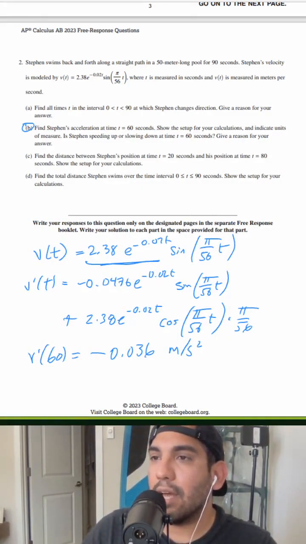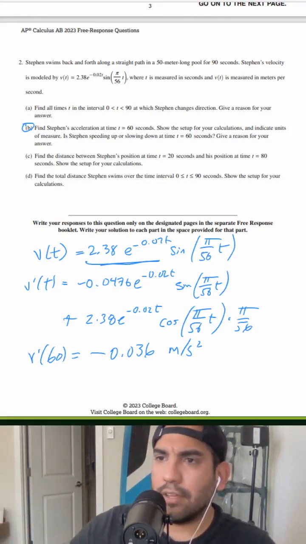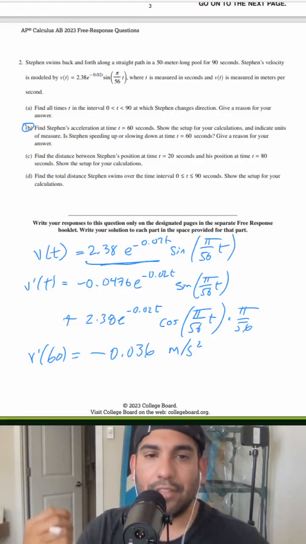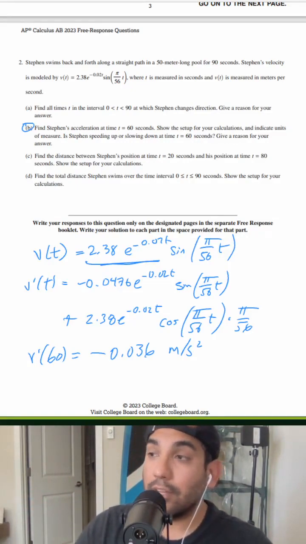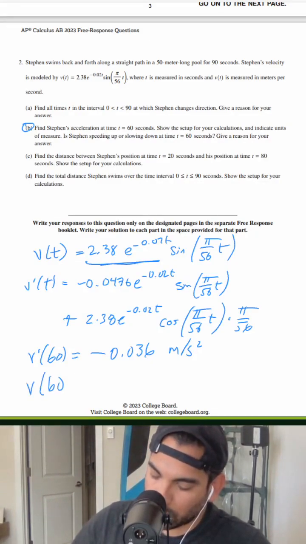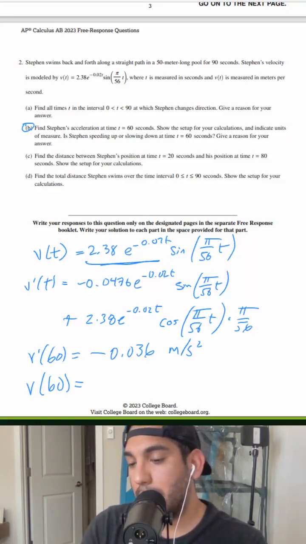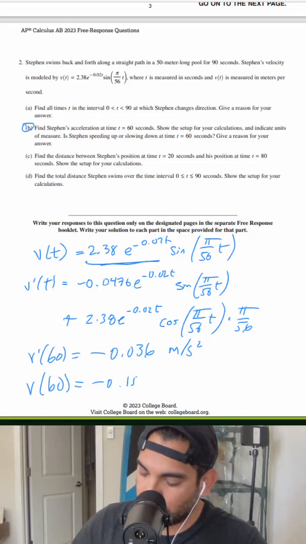Now they're asking, is Steven speeding up or slowing down? Remember, and I think I even mentioned it in a video, it's speeding up if the acceleration and velocity have the same sign, and it's slowing down if they have the opposite sign. So it looks like the acceleration in this case is negative. We just have to figure out what the velocity will be at 60 seconds. So I'm going to plug that into my calculator, 2.38 e to the negative 0.02 times 60, sine of pi over 56 times 60. And I get that this is negative 0.15 meters per second.